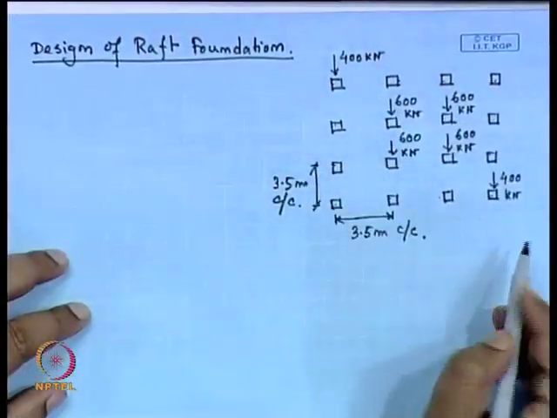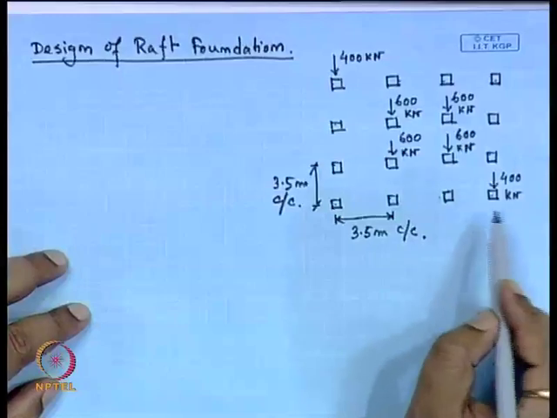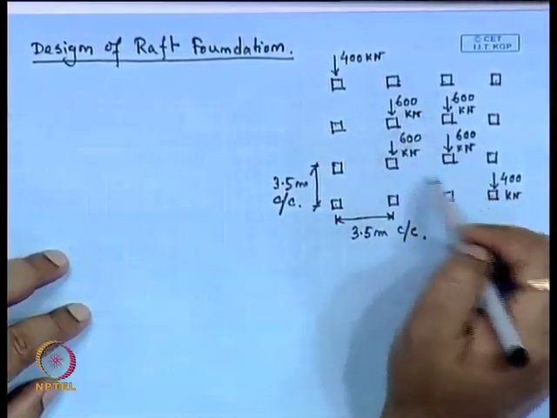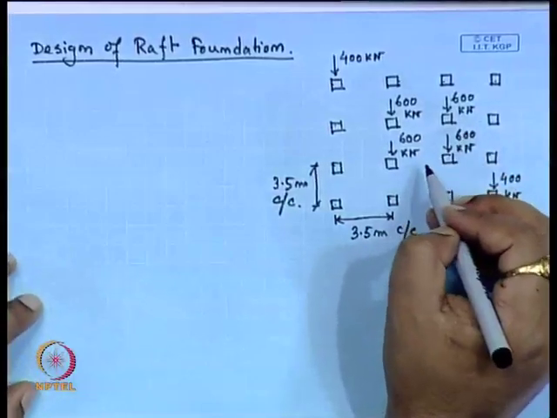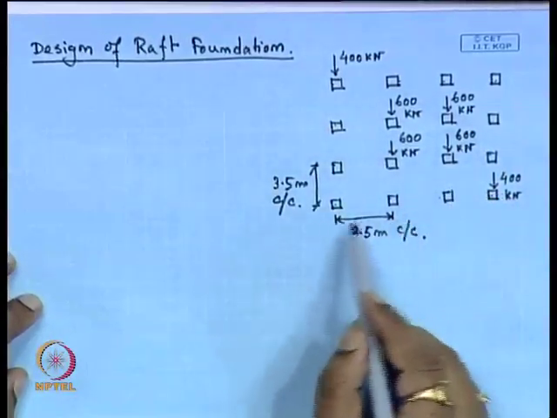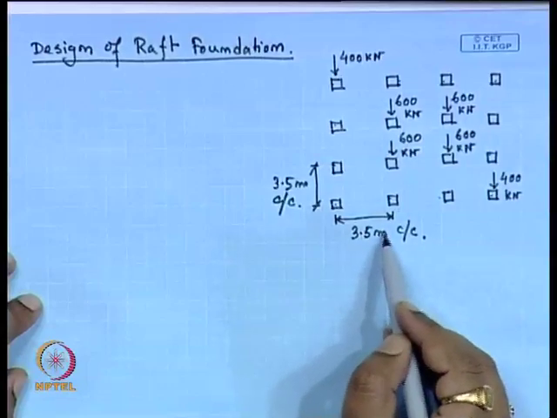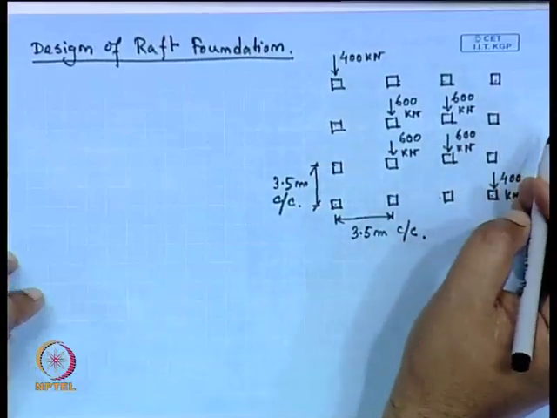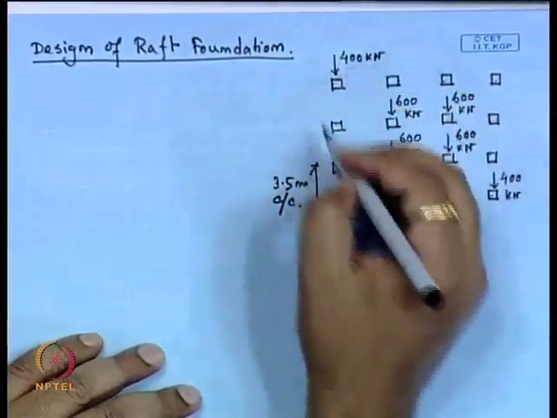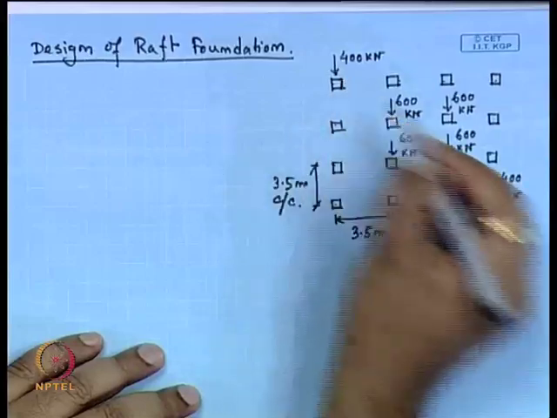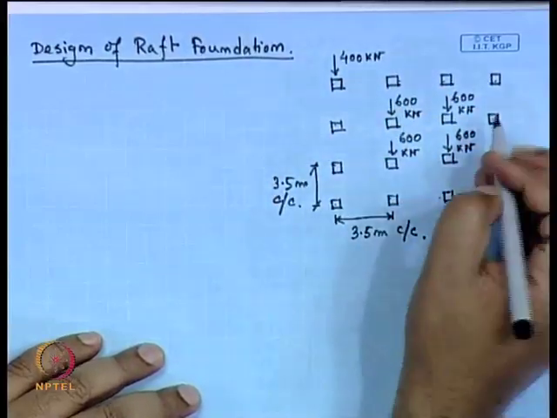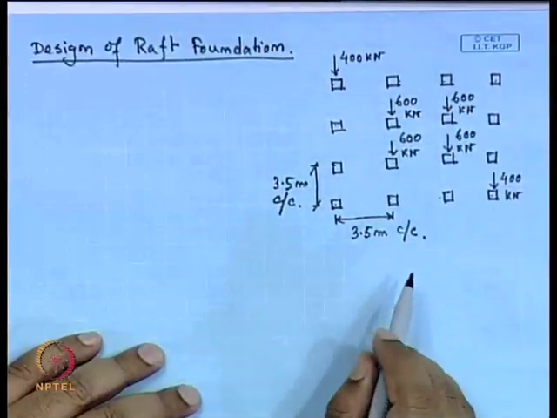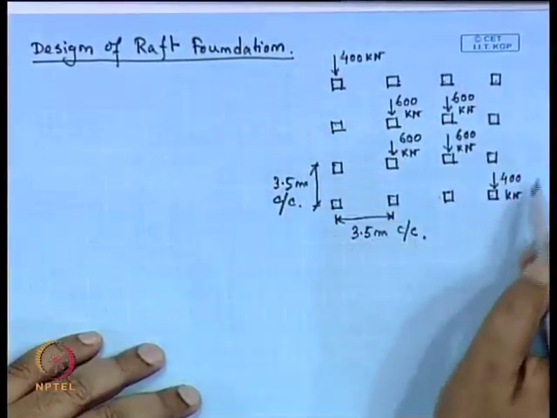So, that means the 12 outside columns are subjected to 400 kilonewton load each, and the 4 inside or internal columns are subjected to 600 kilonewton load each, and the center to center distance of the columns is 3.5 meter in both the y and x directions. Now we will use the raft foundation, as it is observed that the raft foundation is a suitable foundation since the bearing capacity of the soil is very low. So that means we will consider the raft foundation for the total area of this structure.